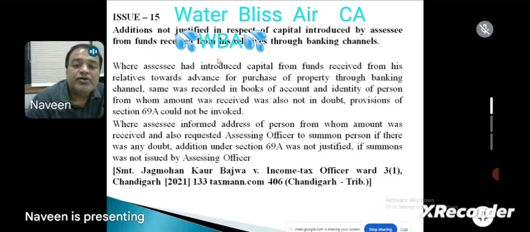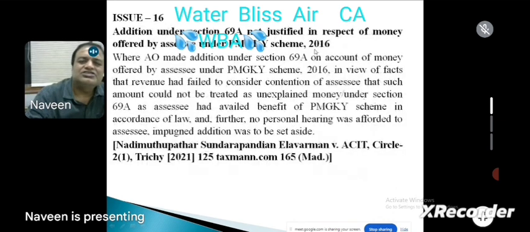So where SSC informed the address of the person from whom the amount was received and also requested the AO to summon that person if there was any doubt, addition under 69A was not justified if summons was not issued by the assessing officer, 2/20/21 Jagmohan Kaur, Ajwa, Chandigarh, right? Not justified under 69A in respect of money offered to assessing officer under the PMGKY scheme 2016.